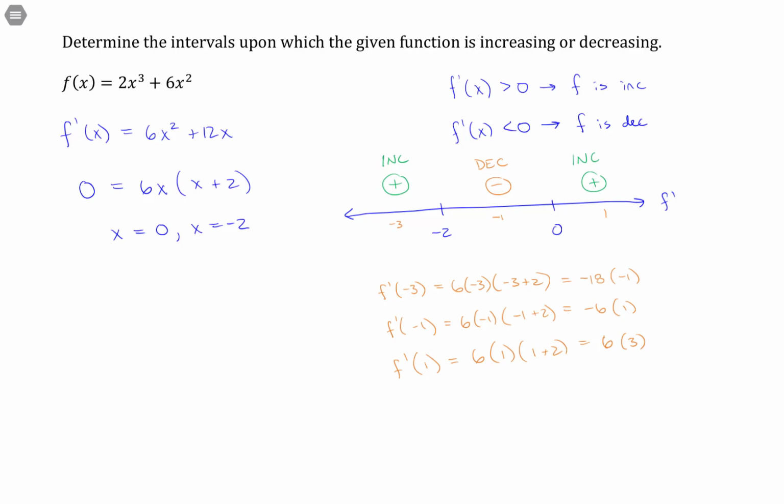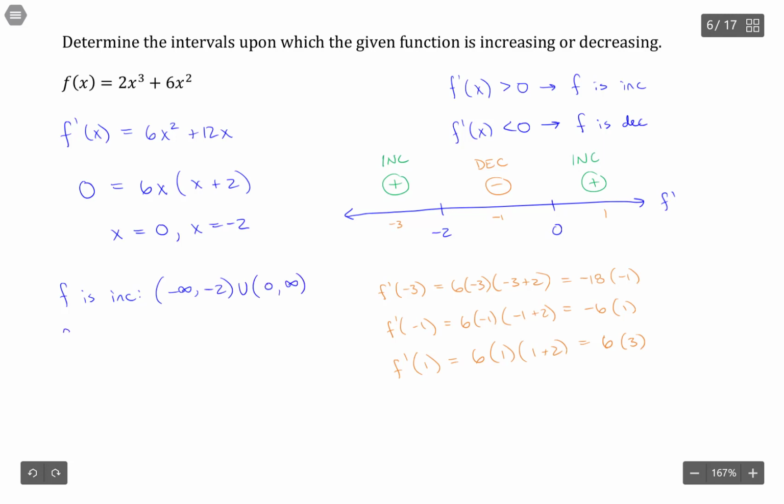So now I can tell the intervals of increase and decrease. Just come off to the side and I will say f is increasing on the intervals from negative infinity to negative 2, and then again from 0 to positive infinity. And f is decreasing on the intervals from negative 2 to 0. And that's just coming directly from this chart that I made.